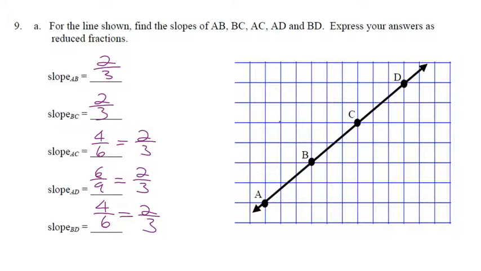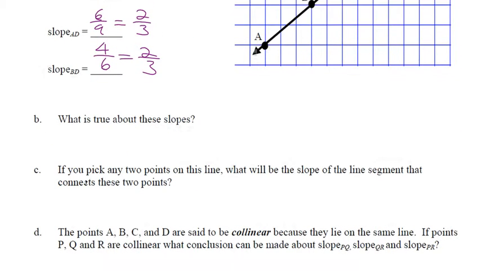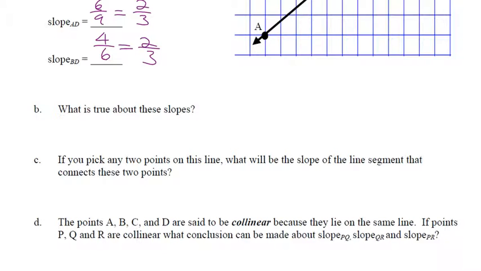So what does that say? The slope of this line is 2/3, right? Slope of the line is constant. Wherever you calculate it from doesn't matter. Whether you do the slope from A to B, A to C, A to D, B to C, B to D, C to D, none of those matter. They're all the same. Slope of a line is constant. So what's true about these slopes? They're all the same. If you pick any 2 points on this line, what will be the slope of the line segment that connects these 2 points? 2/3, right? 2 over 3.